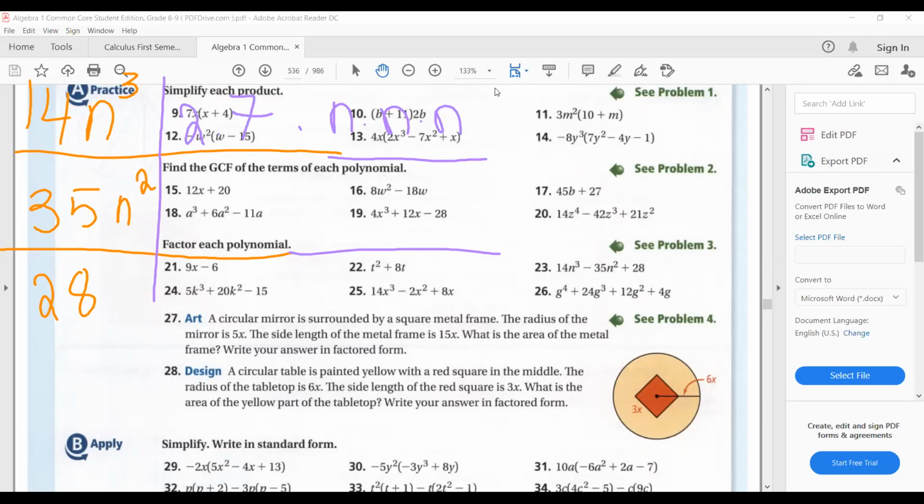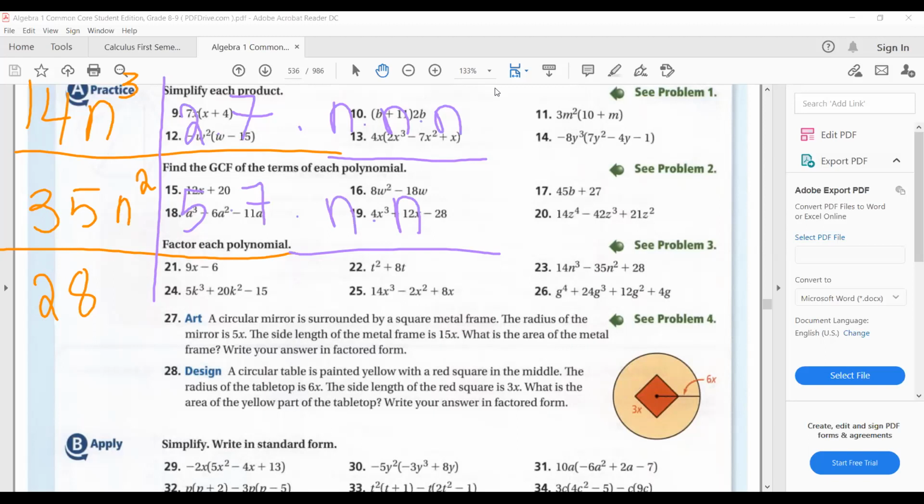Okay, so the 35. It is 7 multiplied by what? 7 multiplied by 5. So 5 times 7 times how many n's? 2. Thank you so much, Ranim.